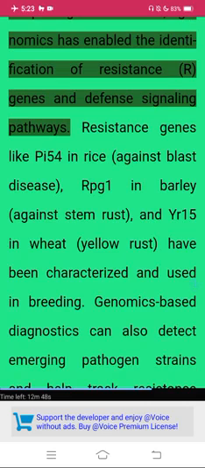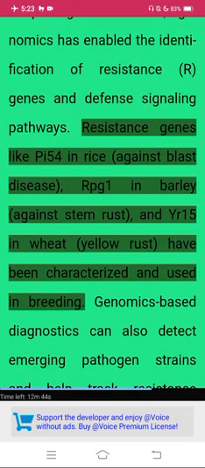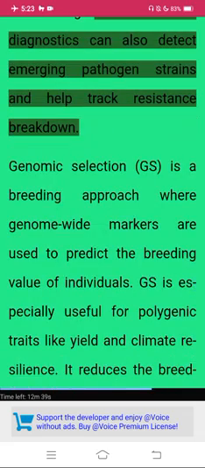In pathogen resistance, genomics has enabled the identification of resistance (R) genes and defense signaling pathways. Resistance genes like Pi54 in rice, against blast disease, Rpg1 in barley, against stem rust, and Yr15 in wheat, against yellow rust, have been characterized and used in breeding. Genomics-based diagnostics can also detect emerging pathogen strains and help track resistance breakdown.